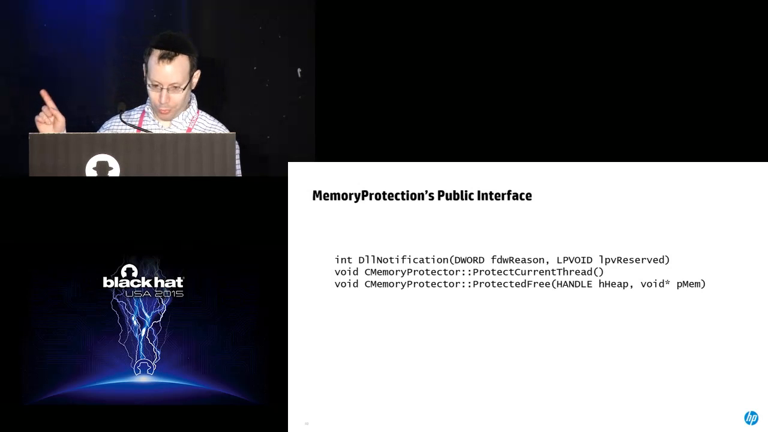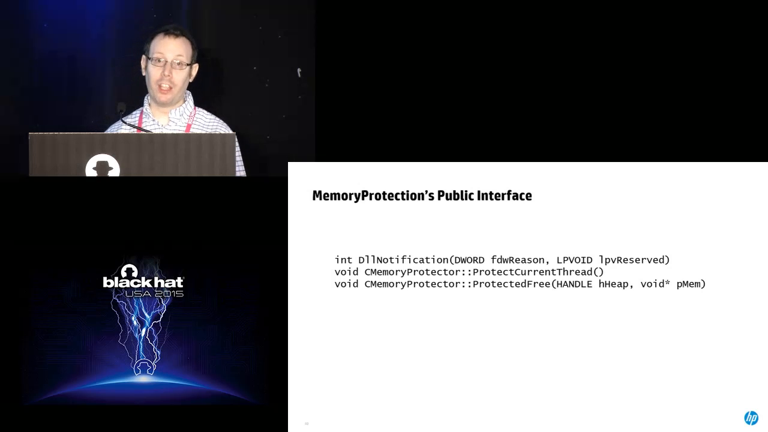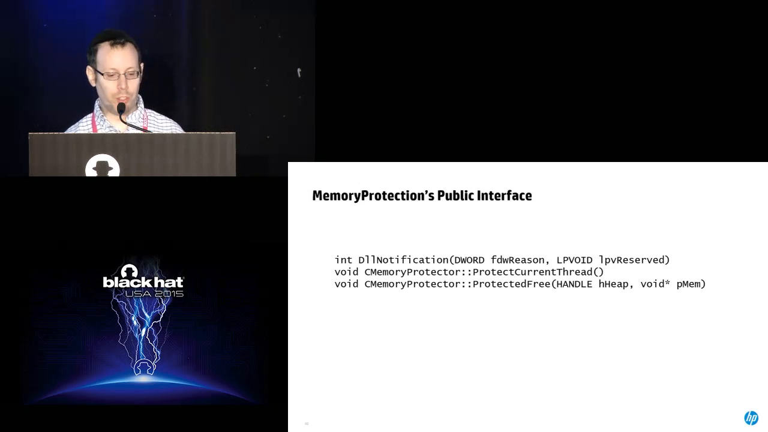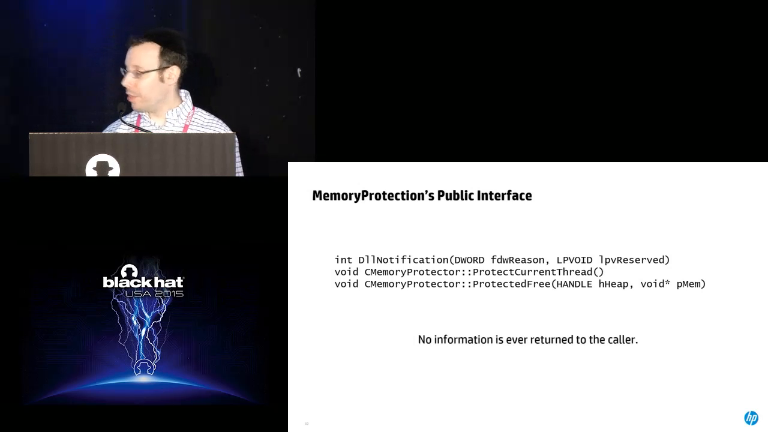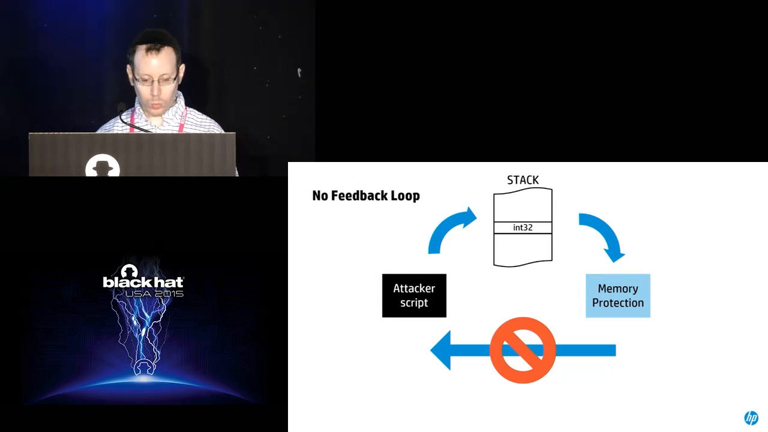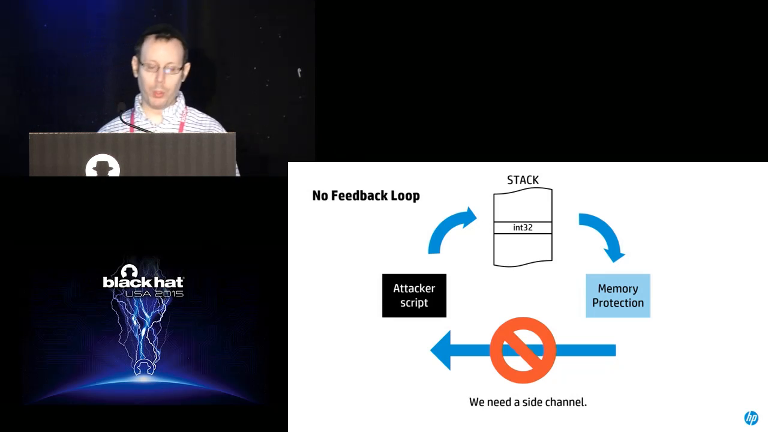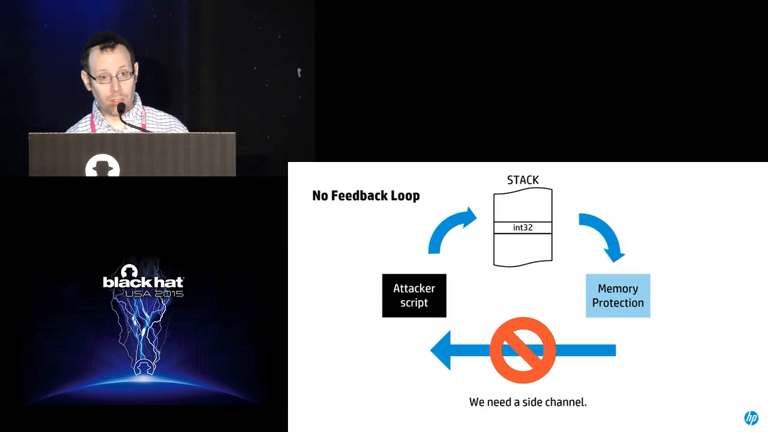Aside from that DLL notification, which is not something that gets called during normal program operation, memory protection does not return even a single piece of data from any of its methods. That's a problem. We can influence memory protection based on whether we've guessed a correct address or not, but to have an oracle, we need the ability to read some kind of a response back, and memory protection's API gives us absolutely nothing. What this means is that we need a side channel. So when I was thinking about this, the first thing that came to mind was that maybe we could use a timing attack. But then something else came along.